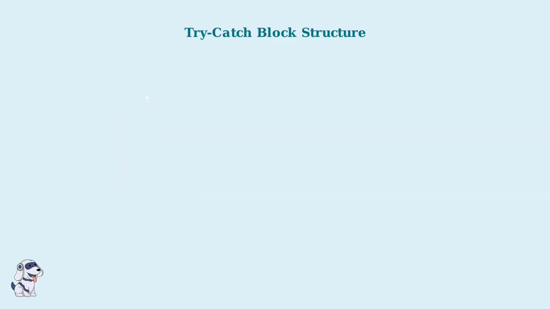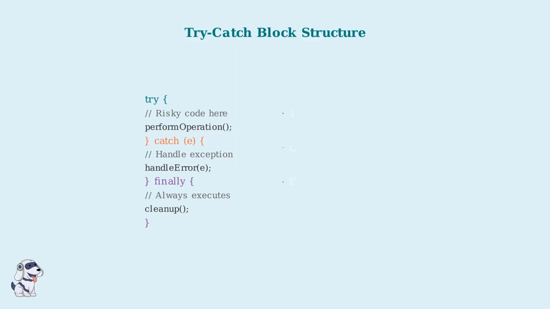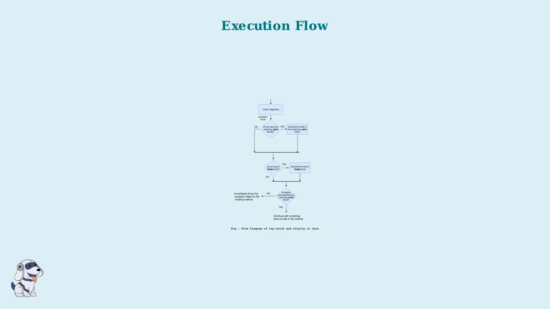Now let's add the finally block. The finally block contains code that always executes, regardless of whether an exception was thrown or caught. This makes it perfect for cleanup operations. To better understand the execution flow, let's examine this flowchart that shows exactly how try-catch finally blocks work together.